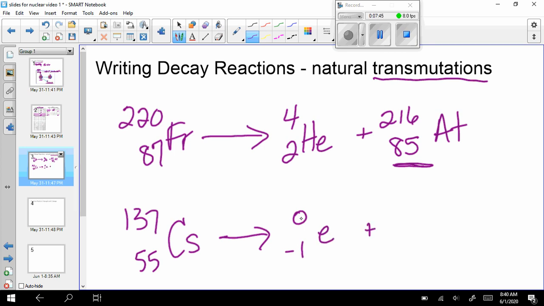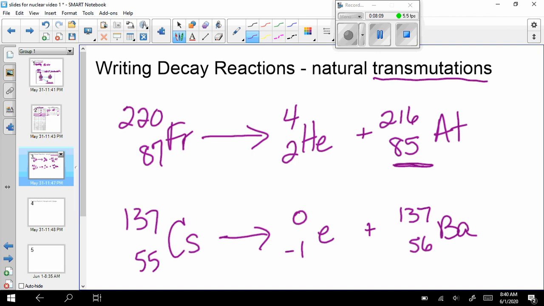0, so it lost no mass. So it still weighs 137 atomic mass units. I need this and this to add up to 55, so this would have to be 56. 56 minus 1 would give me 55. So the element changed to barium, Ba. And so that's all you do for natural transmutation.